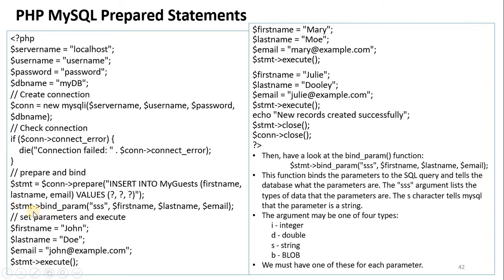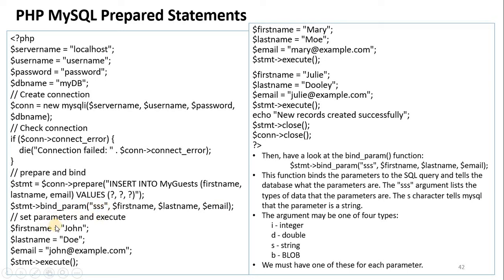Okay. So here you have a function called bind_param. Bind_param binds the parameters to the SQL query and tells the database what the parameters are. Okay, so this is the main use of bind_param. And this SSS argument lists the type of data that the parameters are. Here S is a string, which means first name is a string, last name is a string, email is a string. That is the reason I am going to give SSS.